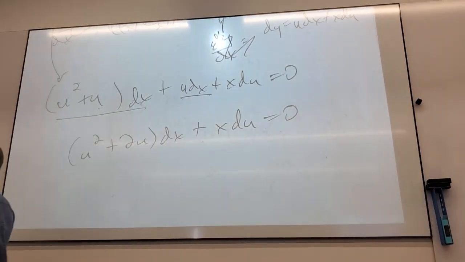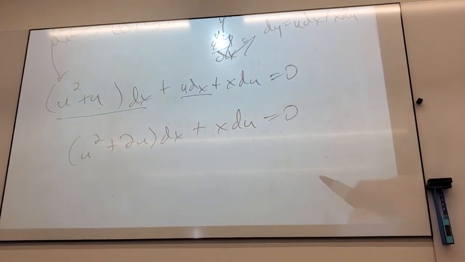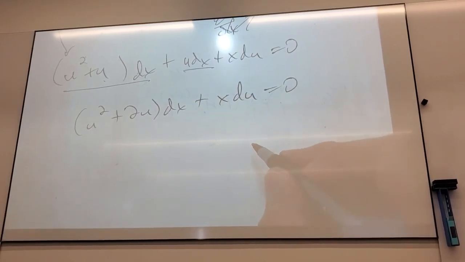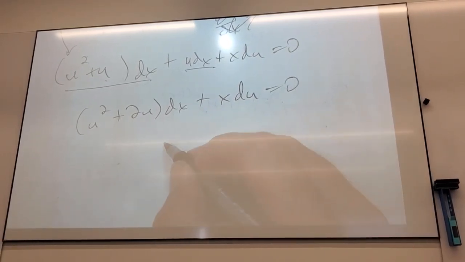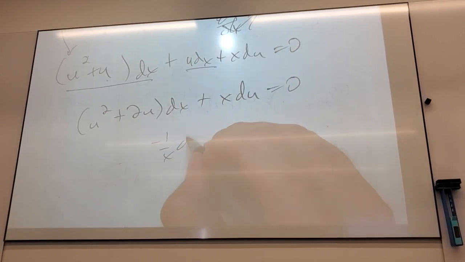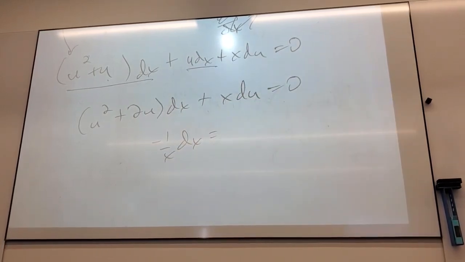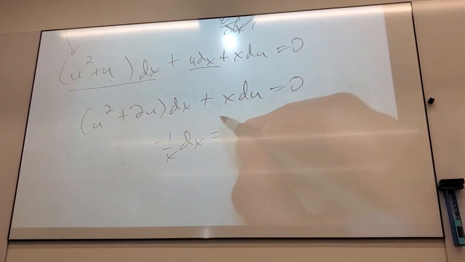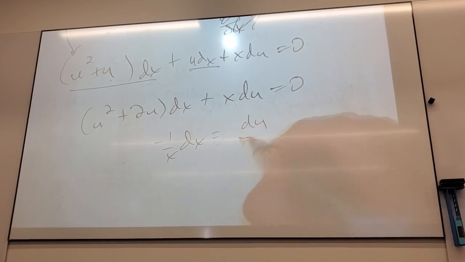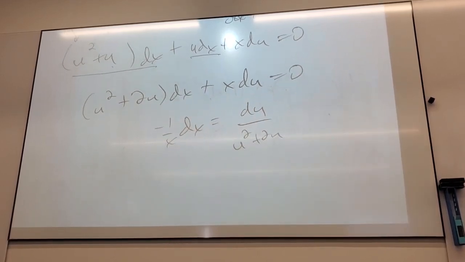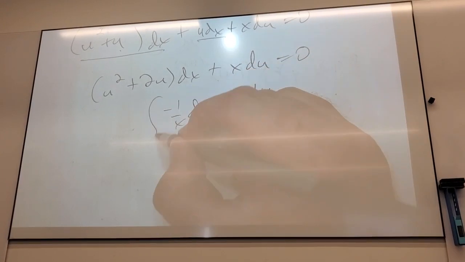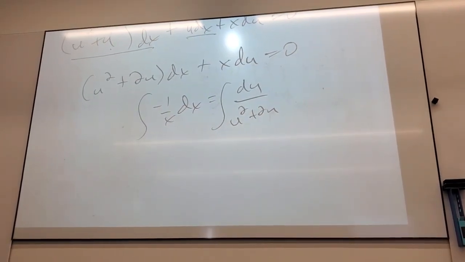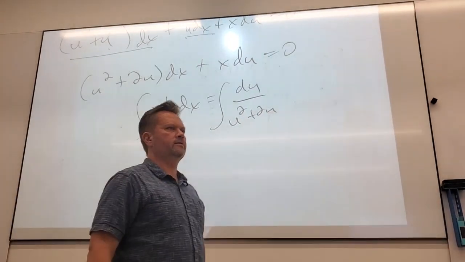Now, the one bad thing about this, I guess, how would I separate that? What would it become? u over x and dx. So I could do like negative 1 over x dx, is that cool? Something's going to be negative, right? So take that side over, and then this side will be du over u squared plus 2u. What method am I going to have to use on this? Yes, right. Everybody's favorite. Yes.